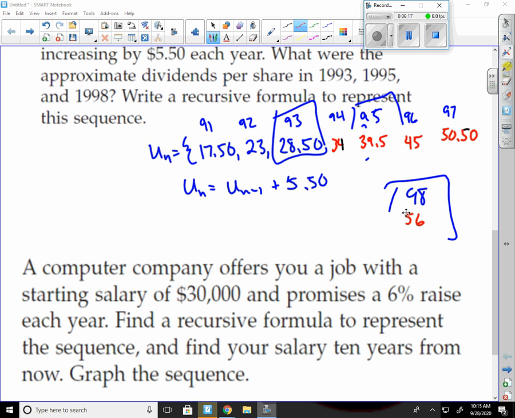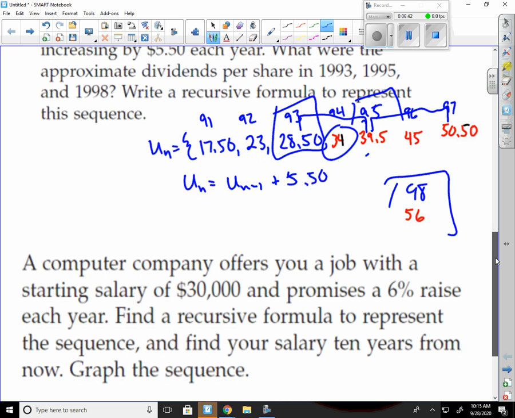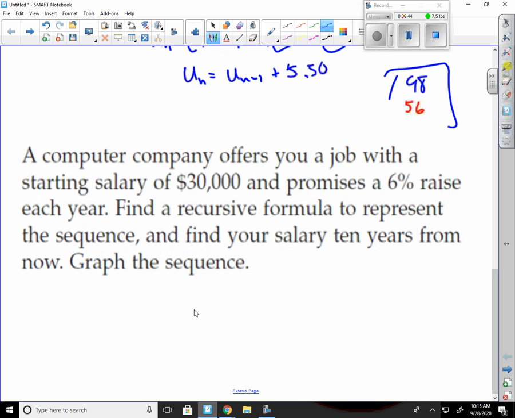The way that I knew that was looking back, instead of doing 5.50, if you look at each two, they go up by $11, because 5.50 times 2 is 11. So it's just kind of checking my work in my head and realized that this one was off. So it goes up $11 each time. Each two, which meant that I had something wrong. Okay. Now I'm ready to move on to this one.